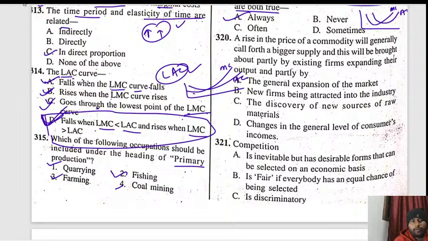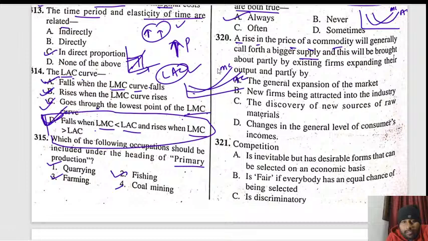So here, a rise in the price of a commodity will generally call forth a bigger supply, because supply is positively related to price. When the price is increased, the quantity supplied will be increased.